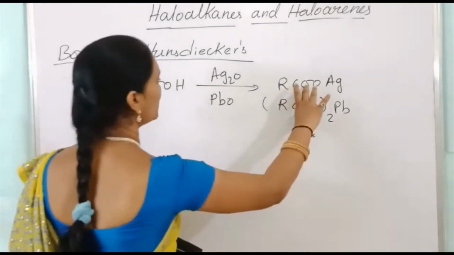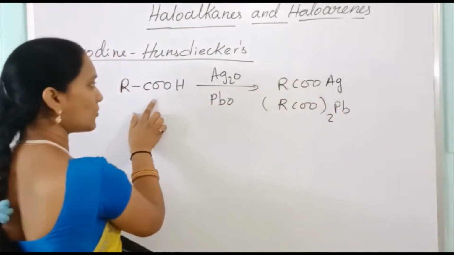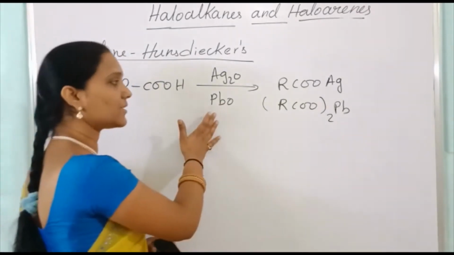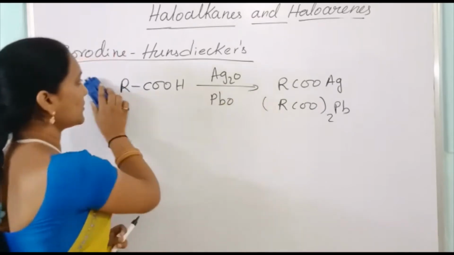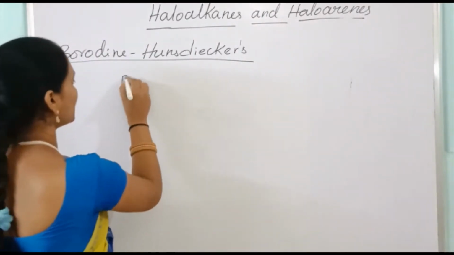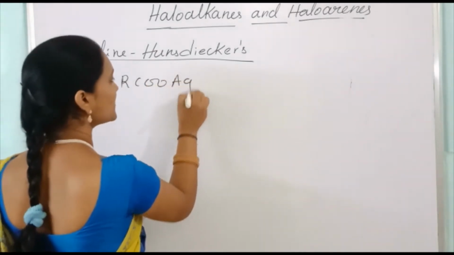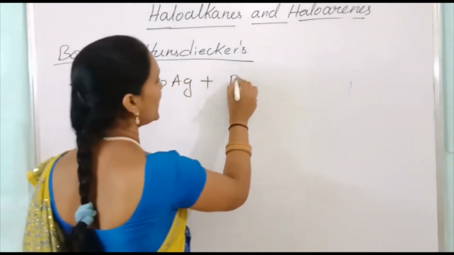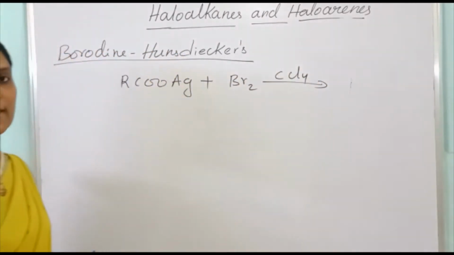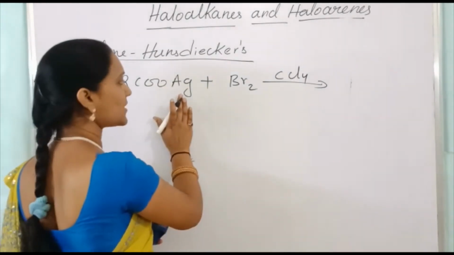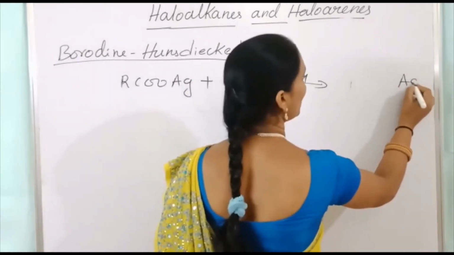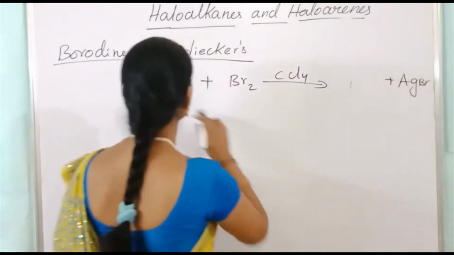Okay, this we are going to use. So now I am taking the silver salt of the fatty acid. How does this reaction take place? RCOOAg, the silver salt of the fatty acid, is treated with bromine in the presence of CCl4 solvent. Now Ag and Br: AgBr elimination takes place.